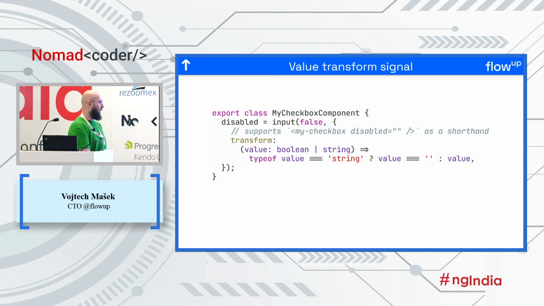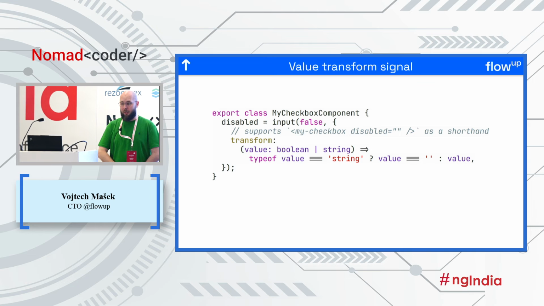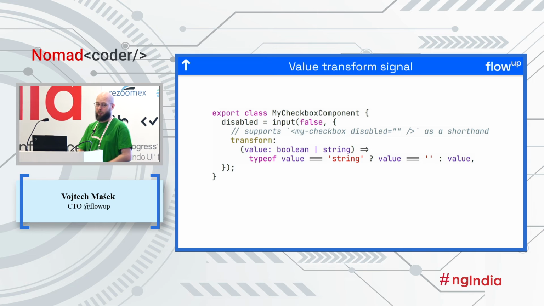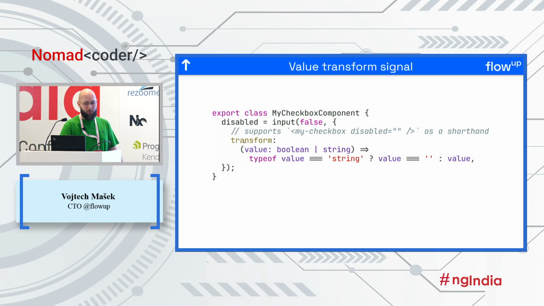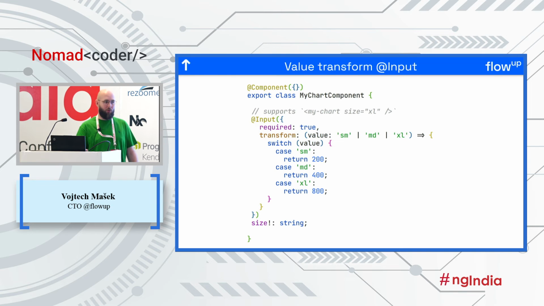So we can have a value transform. Any input can now have a transform function. This is specifically a signal, and you can provide to it a transform function which accepts boolean or string and transforms it automatically, which is a great thing if you have a component like checkbox, because you used to need to write things like disabled, or disabled true. Now you can just use a shorthand. Why is this useful? Well, because you can do other things too.